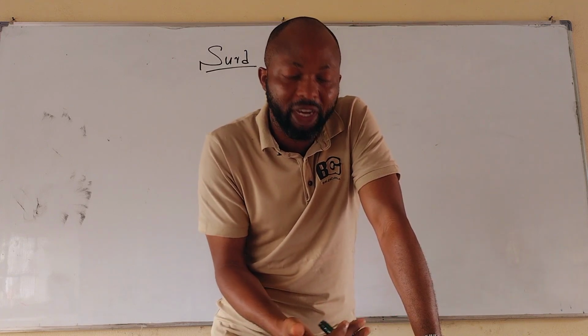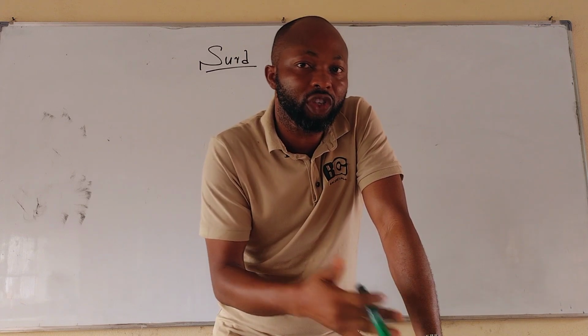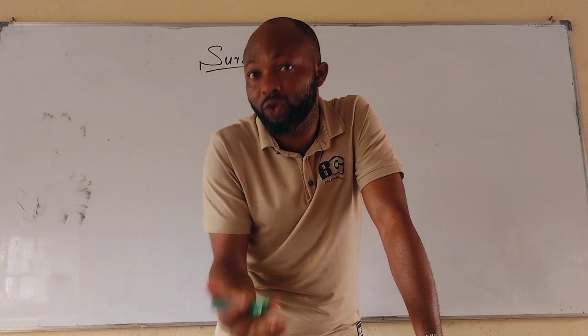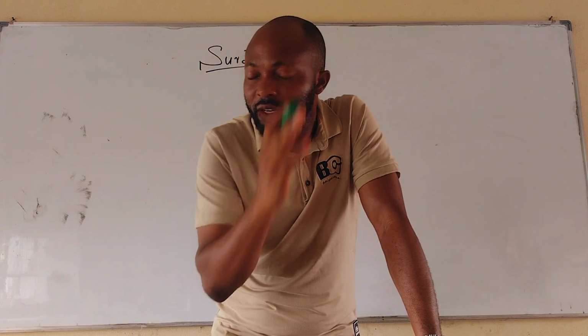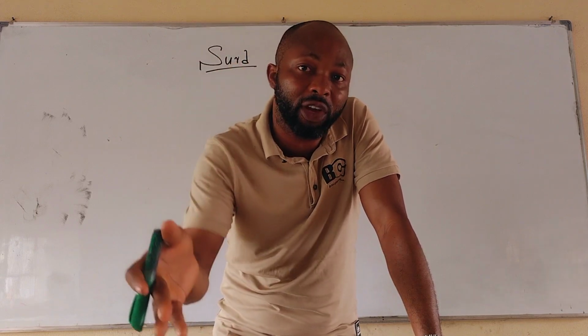So all numbers which do not have exact values in their root tend to be what? Surds. Alright. Example, the root of 4 is 2. So the root of 4 is not a surd. It's not part of it because it gives us an exact value, which is 2.